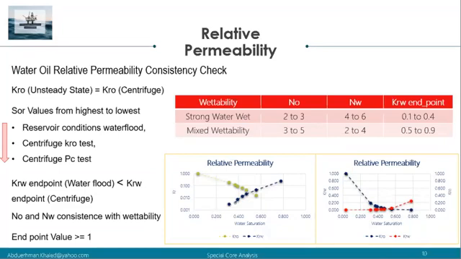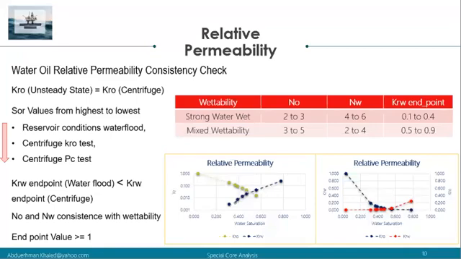Then we have the water relative permeability at the endpoint value of unsteady state water flood, which should be less than the water relative permeability endpoint measured by the centrifuge test. So we compare these two values together and make sure that the one measured by water flood, or unsteady state, is less than the one measured by the centrifuge test.